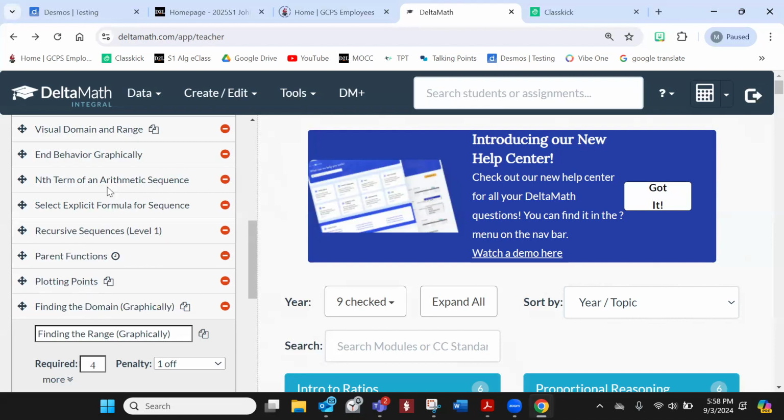All right, the last 2 things I'm going to do, I'm not going to go over recursive sequences right now. I'm going to go over these 2 things. Oh, I forgot end behavior. Okay, let's go over end behavior first, and then we'll go over the last 2, and then we'll be done. All right, so almost finished.